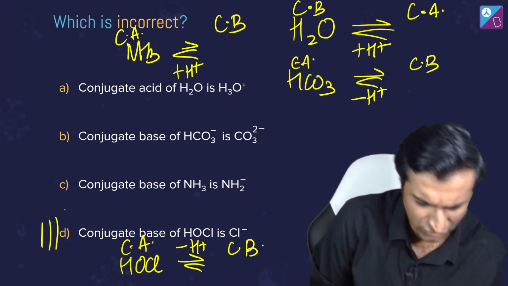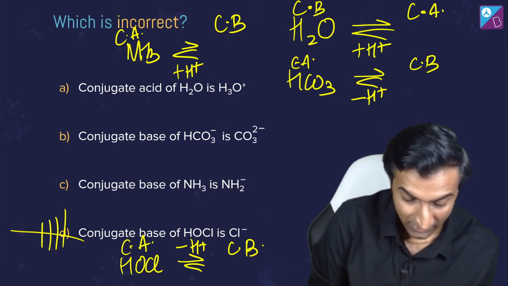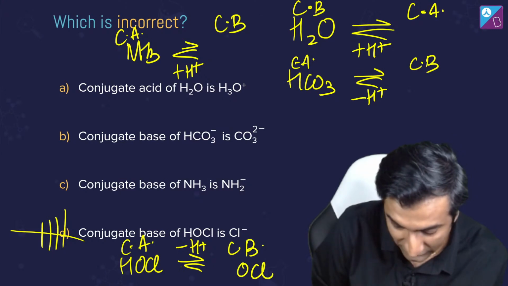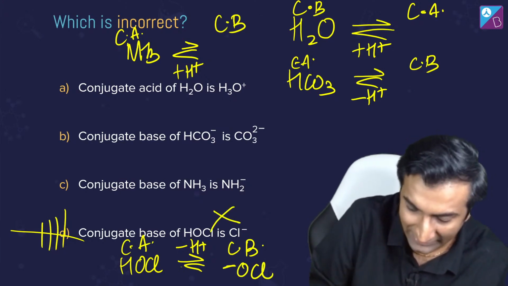Everyone saying D. You students are on fire. Absolutely right. यही होगा तुम्हारा आंसर, because इसका conjugate base होगा OCl minus, not Cl minus. ठीक है? बाकी भी लिख ही लेते हैं, इतना effort लगाए तो.